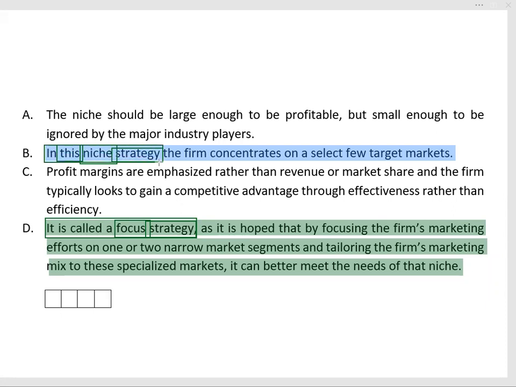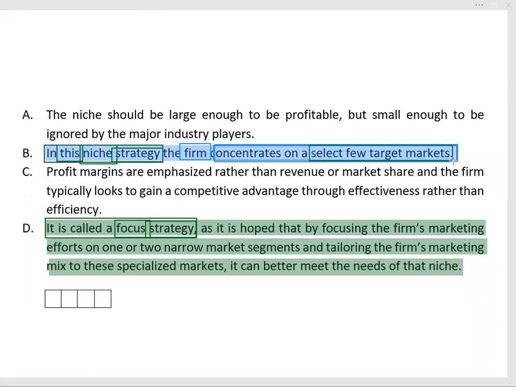But if we look a little more carefully, dig a little deeper, we'll find that B actually introduces the aspect that is being discussed. Yes, the niche strategy, that is the subject, sure. But then the aspect is that in this strategy, the firm concentrates on a select few target markets. Now you see, concentrating on a select few target markets is the targeting of markets, the very definition of a niche, that is introduced. And then we have this expanded upon in D, which says it is called a focus strategy.